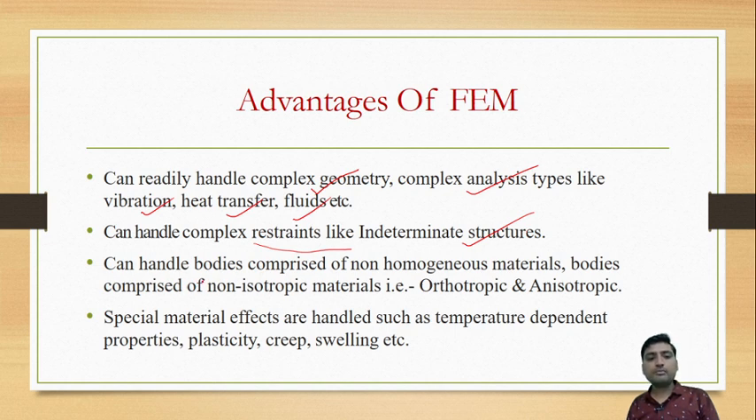Then bodies comprising non-homogeneous material, bodies comprising non-isotropic material, that is orthotropic and anisotropic. The complete meaning of this line is that if composite material is there, you will be able to find the stress and strain developed in that material by using the finite element method. Special material effects are handled, such as temperature dependence. Suppose due to temperature some properties are changing, elastic property, strain will be developed. This is heat analysis, and that type of problem we can also solve by using this.